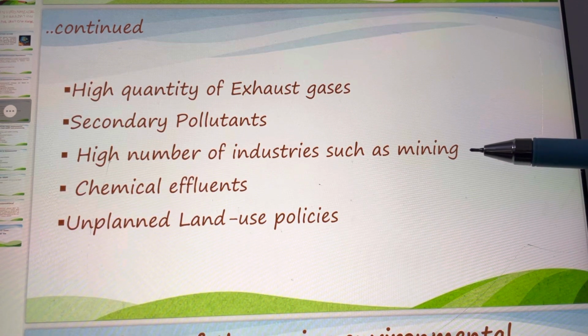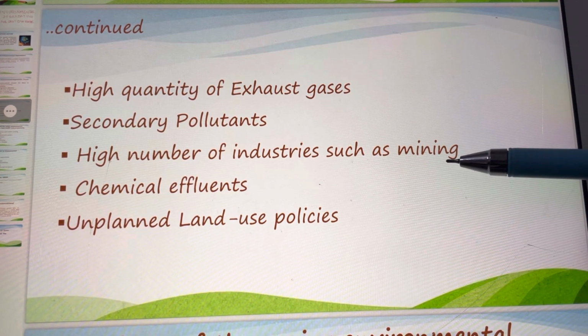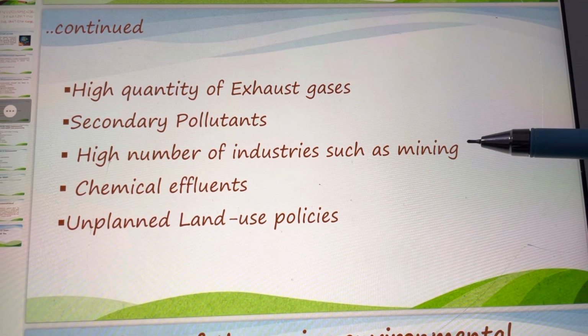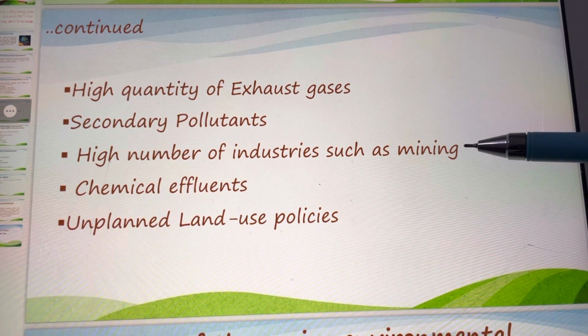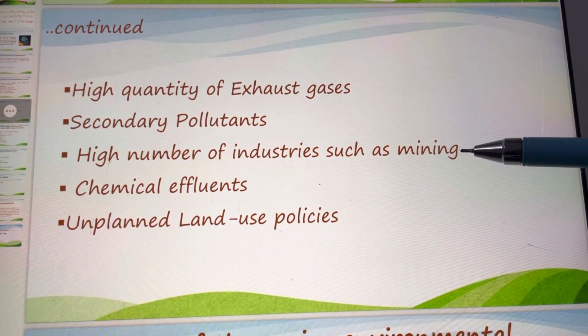High number of industries, such as mining. If mining is not done in a planned way, and if the number of industries keeps increasing, what will happen? That will create environmental degradation.